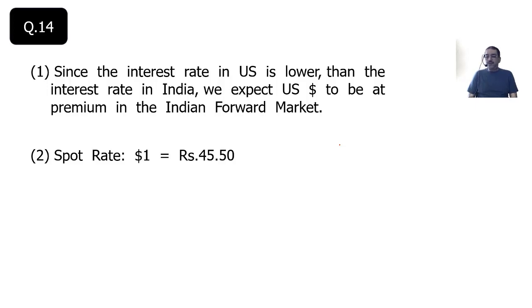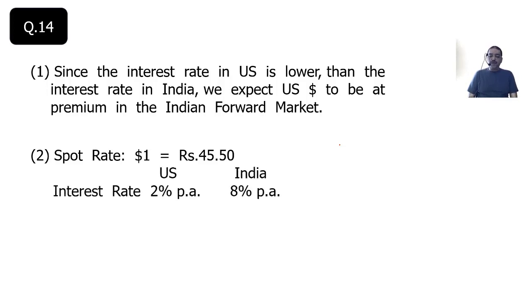Spot rate is equal to $1 equals rupees 45.50. Interest rate in US and India, write down US and India: 2% per annum, 8% per annum. We want the forward rate for 6 months. For the 6 months forward rate, the rate of interest will be 1% and 4%.